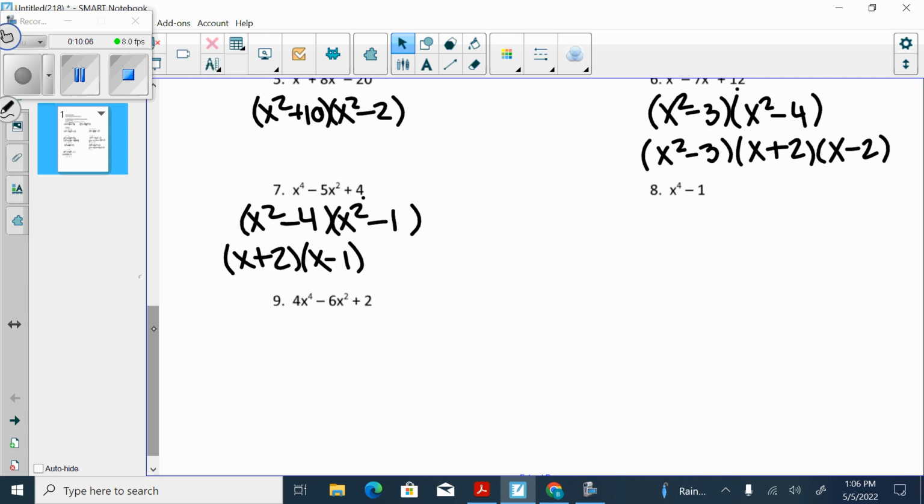All right, what about negative 1? Is there anything that multiplies to give me negative 1 and adds to give me 0? Plus 1 minus 1. Very good. So this one also splits into another set of factors. Very good.